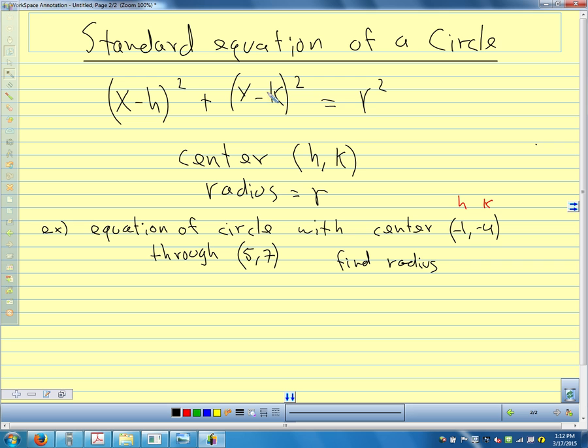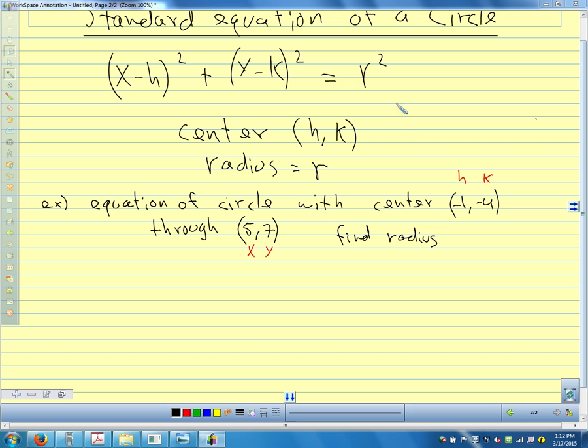We can either plug it into our equation, because what piece of the equation does this 5, 7 give us? That's an x and a y. So we can think about the problem two different ways. We can either plug everything that we have into our equation of our circle, or we can use the distance formula. The distance from the center to this point is going to give us our radius, or plug everything into this equation and solve for the radius. They're really the same thing, because this equation comes from the distance formula. So we can plug these numbers into our formula, and we get our radius.